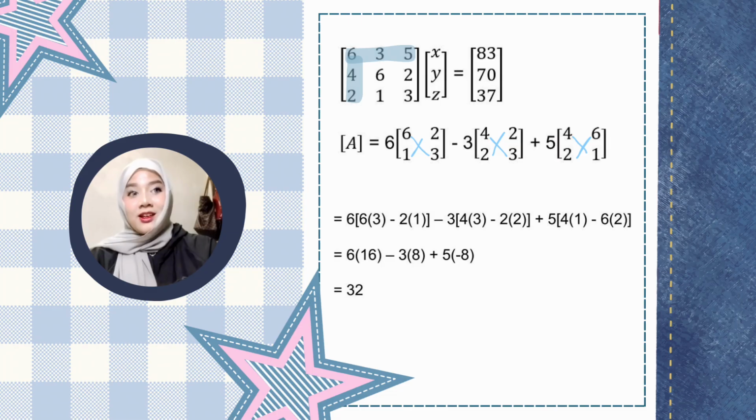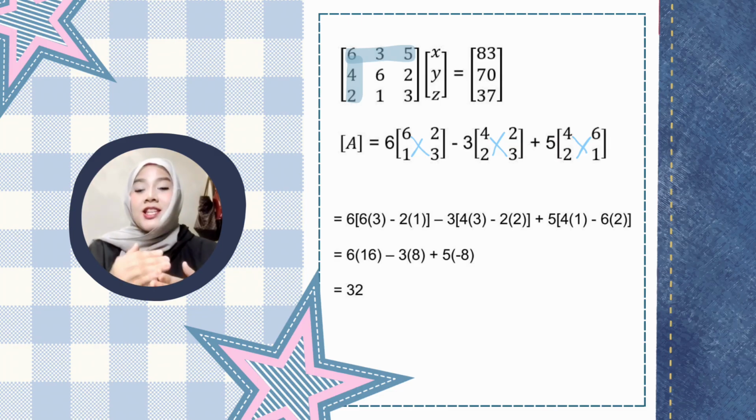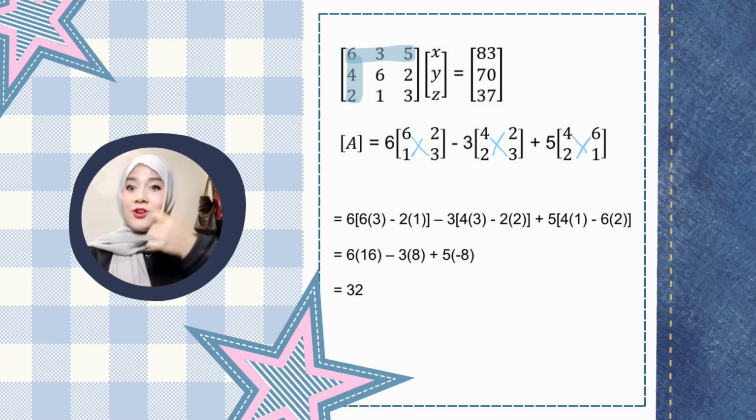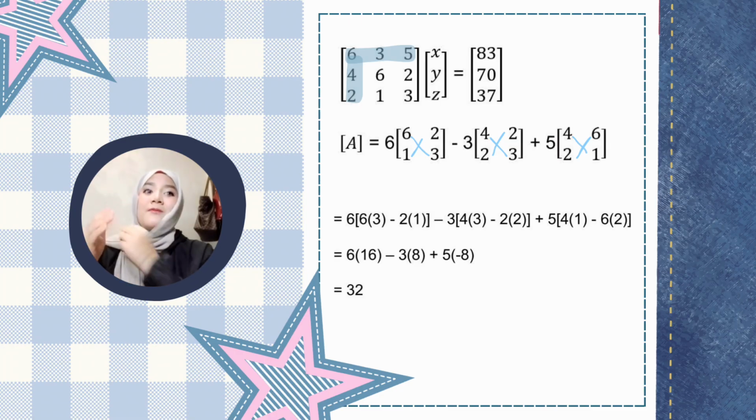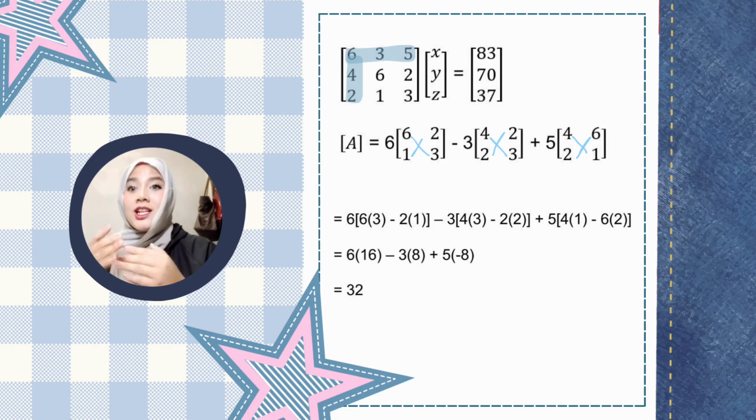Same for the number beside 3, which is 5. Cover up its row and column, and we get 4, 6, 2, 1. So now we have to do cross multiplication. So 6 times (3 times 3 minus 2 times 1) minus 3. Next, same as before, we do cross multiplication inside the bracket: 4 times 3 minus 2 times 2, plus 5 times (4 times 1 minus 6 times 2). So in total, we got 32.